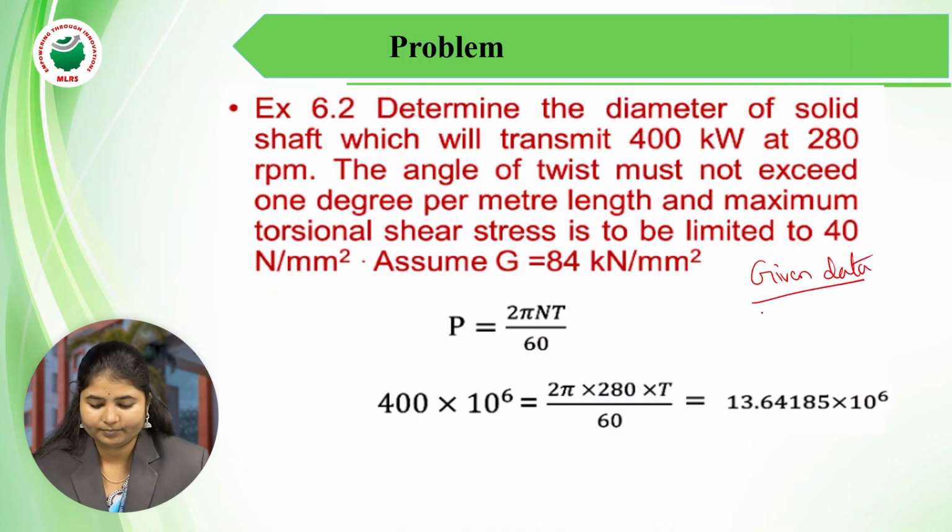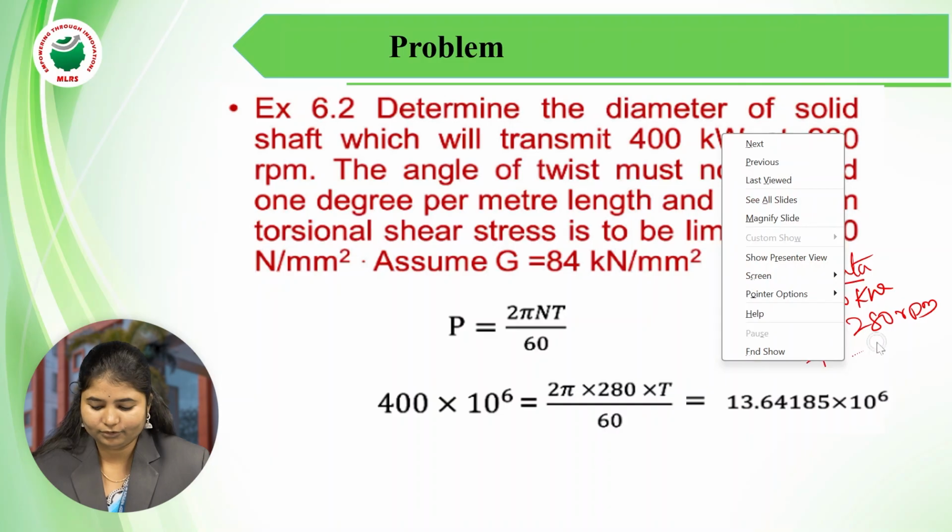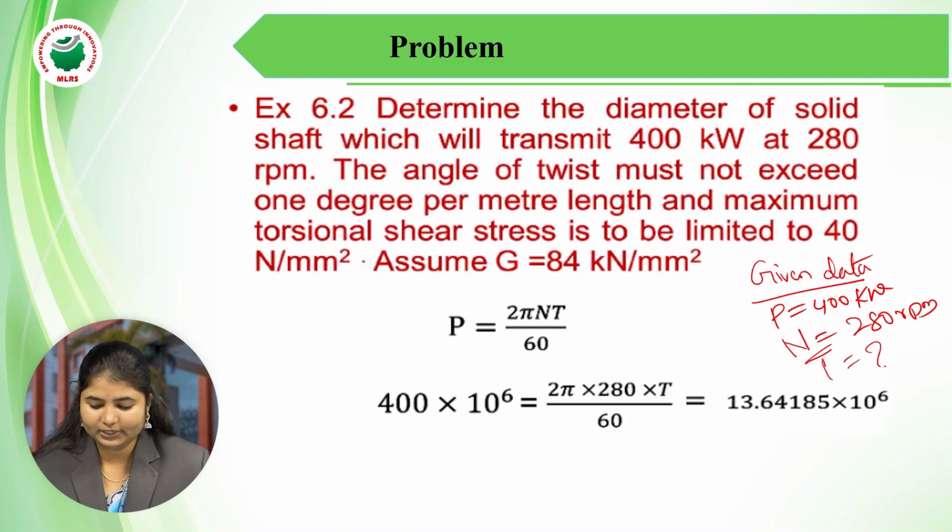Given data: power is equal to 400 kilowatts, N is equal to 280 RPM. We need to find the torque, and the given G is equal to 84 kilonewton per mm square.